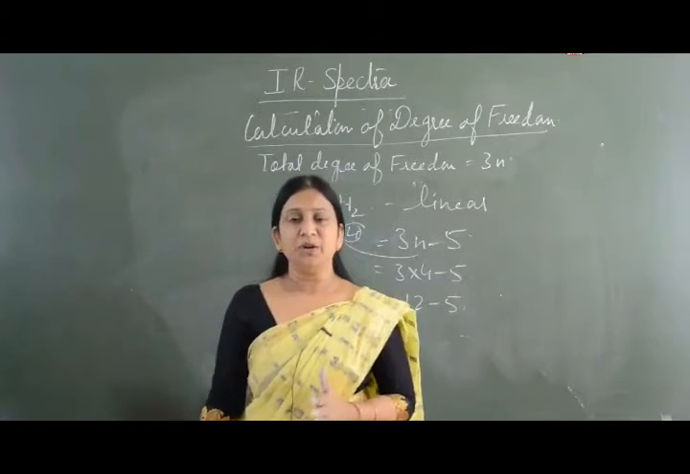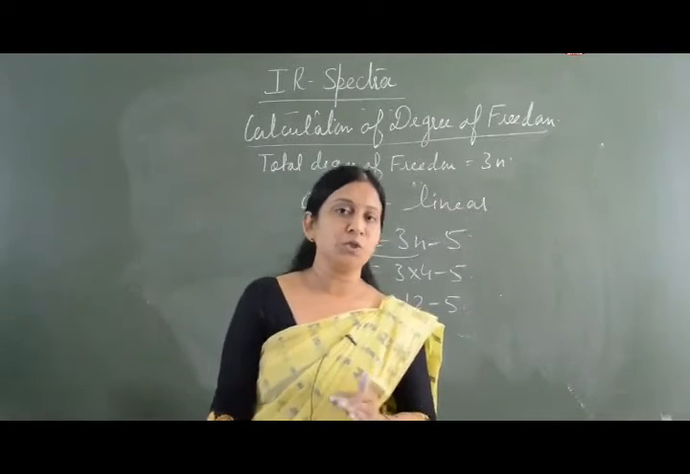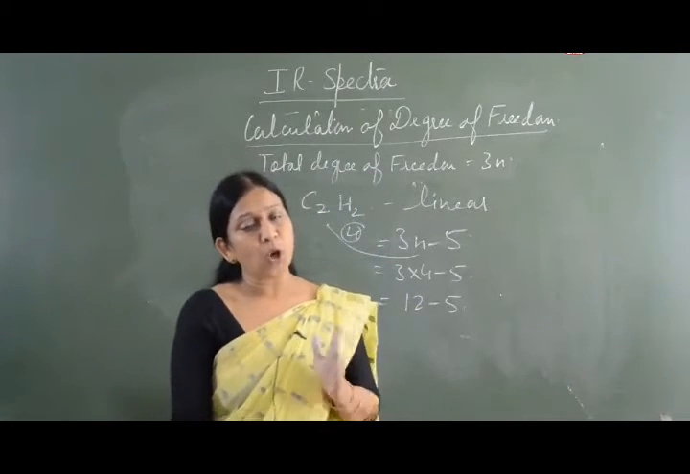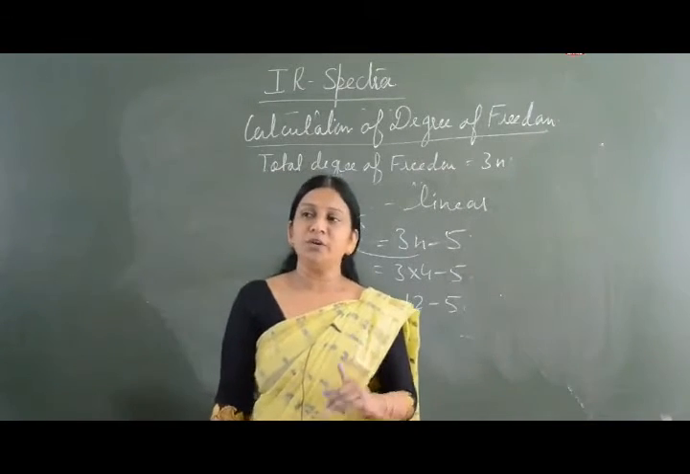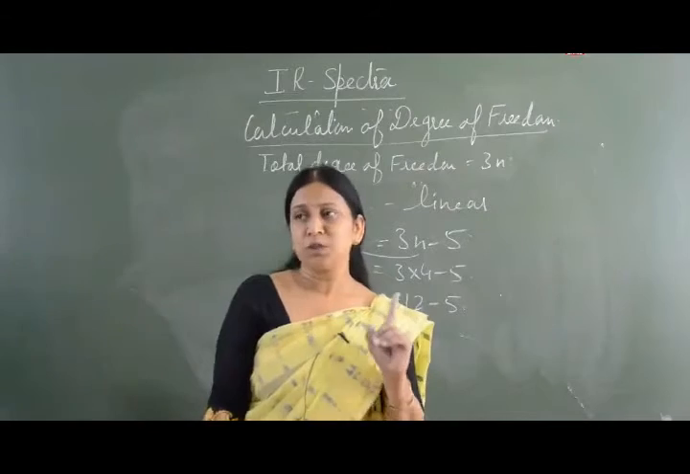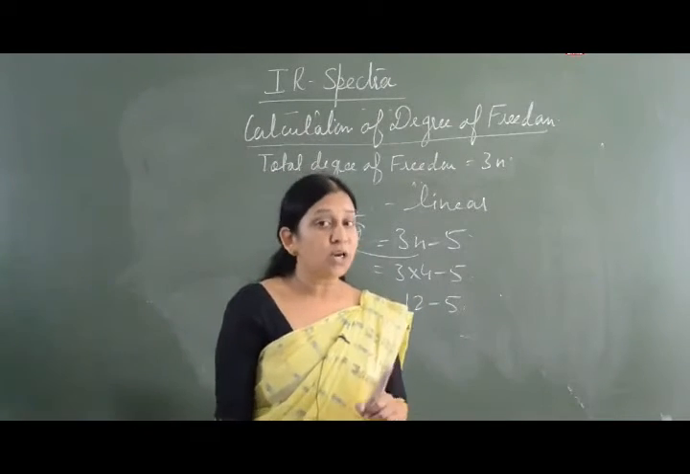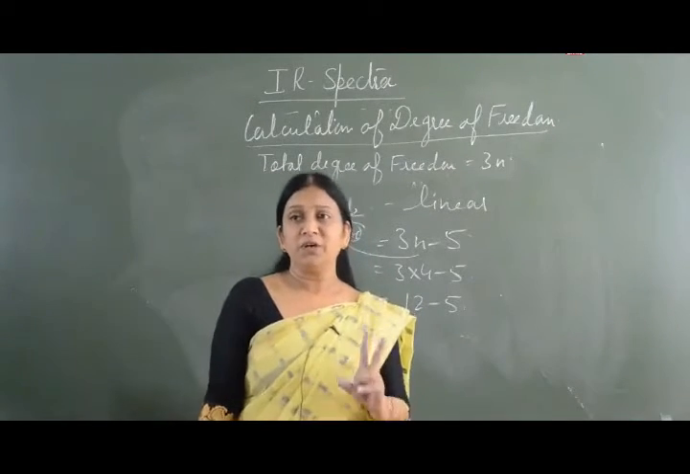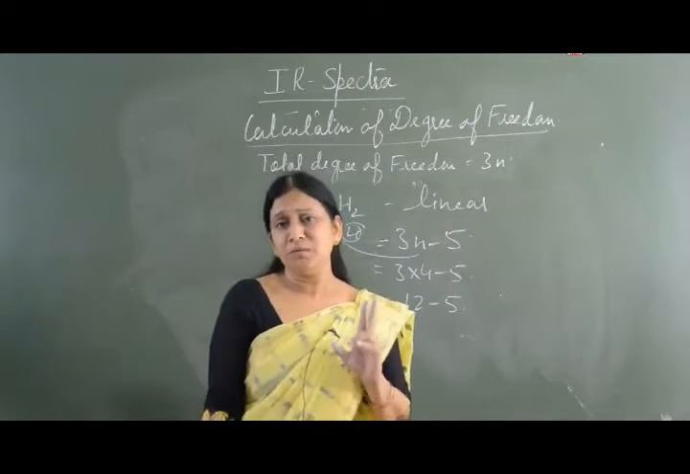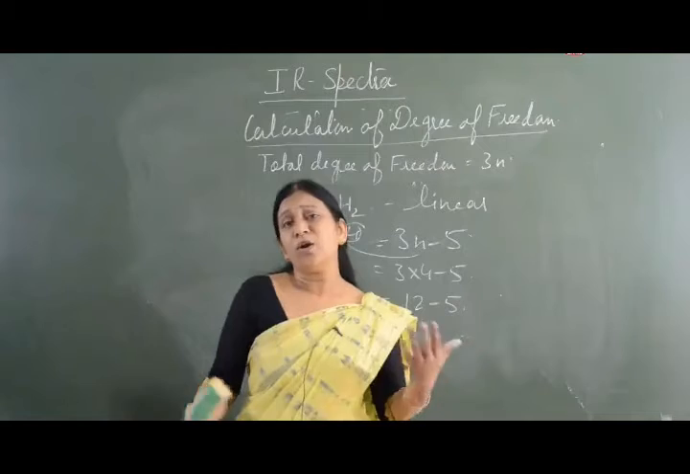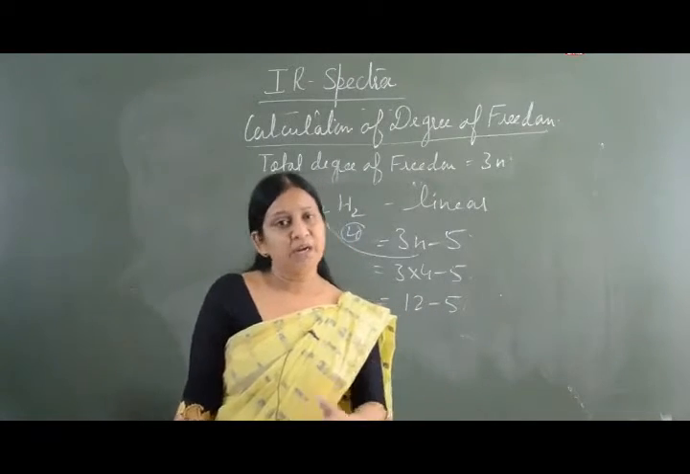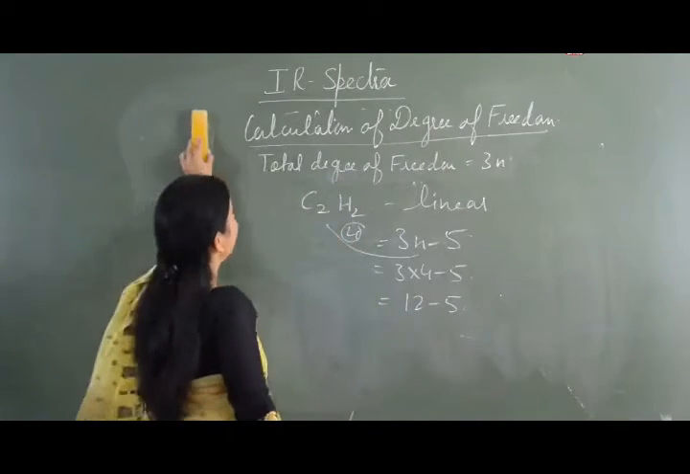So vibrational degree of freedom can be calculated in case of linear molecules as well as non-linear molecules. If the molecule is linear, then the vibrational degree of freedom is given by 3n minus 5, and if the molecule is non-linear, then it is given by 3n minus 6. So if we know whether the molecule is linear or non-linear, we can calculate the vibrational degrees of freedom.